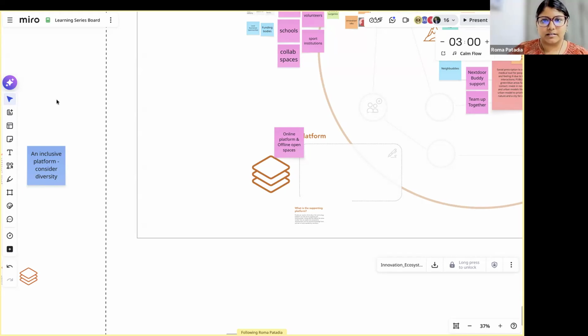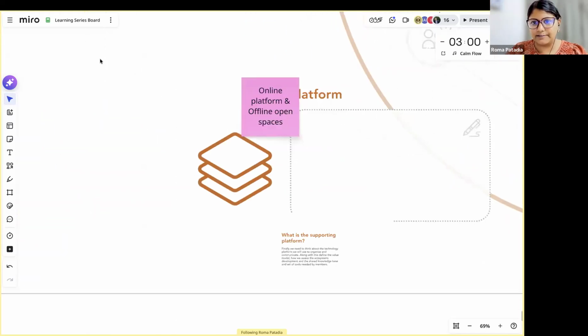That's interesting. Shall we move on to the last part before we wrap? Okay, so the last part is about platform.